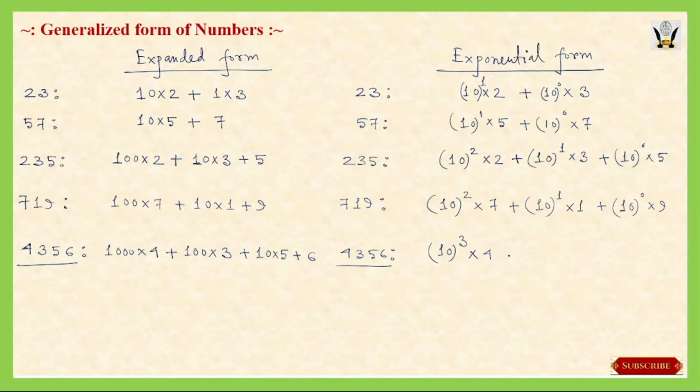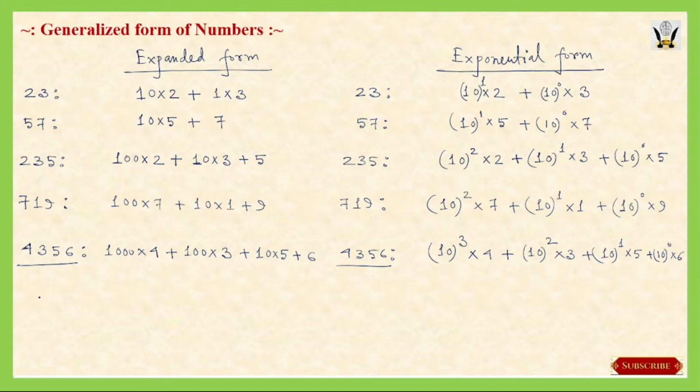Then multiplied by 4, then plus 100 multiplied by 3, so it will be 10 square, then multiplied by 3, and then 50. So 10 multiplied by 5, so it will be 10 to the power 1 multiplied by 5, and then 6 means it will be 10 to the power 0 multiplied by 6.